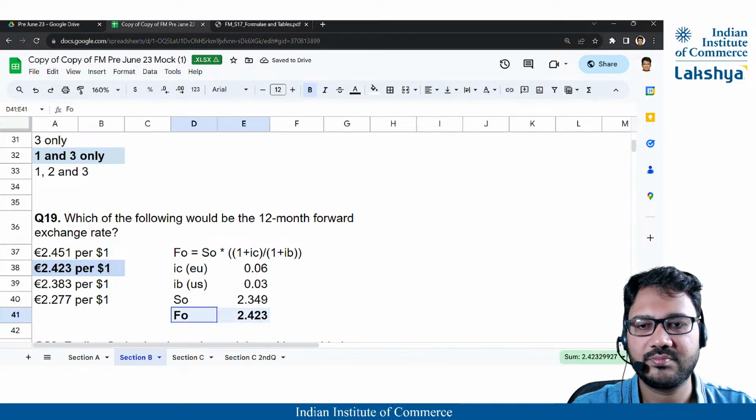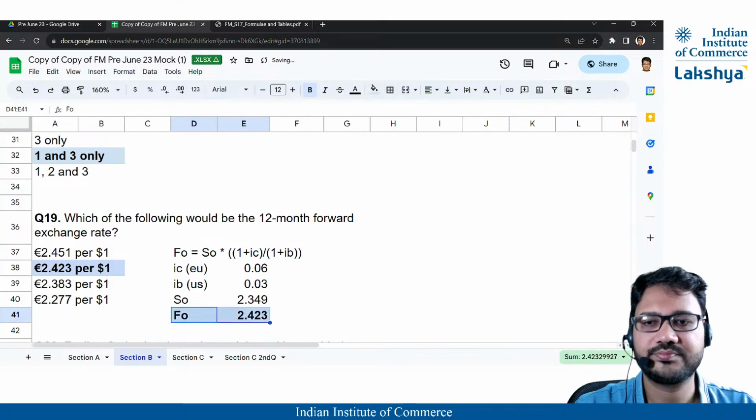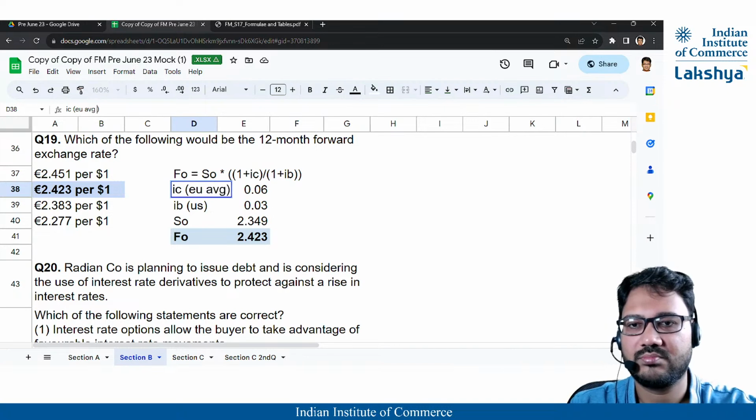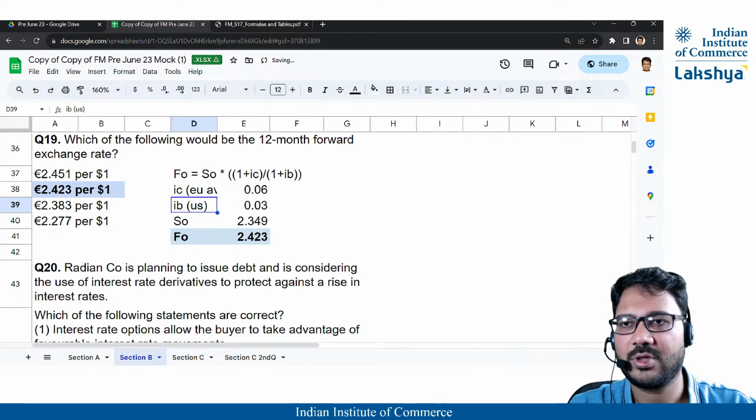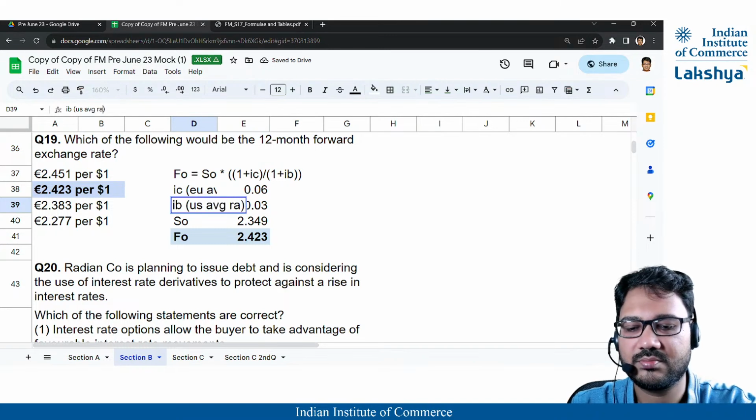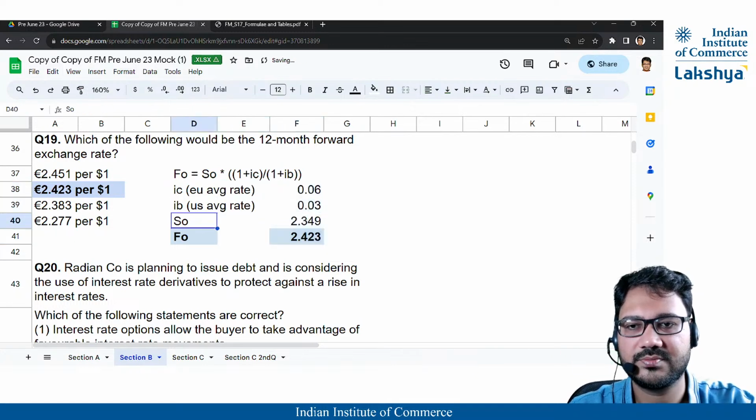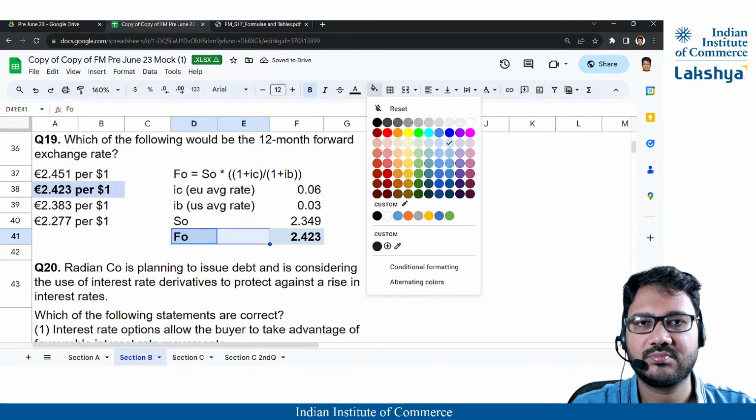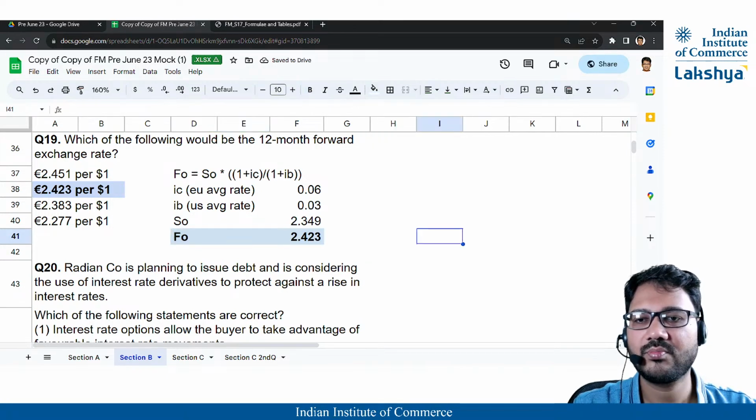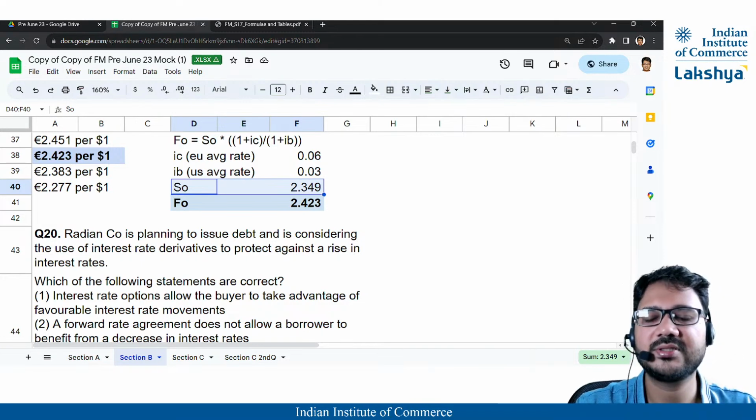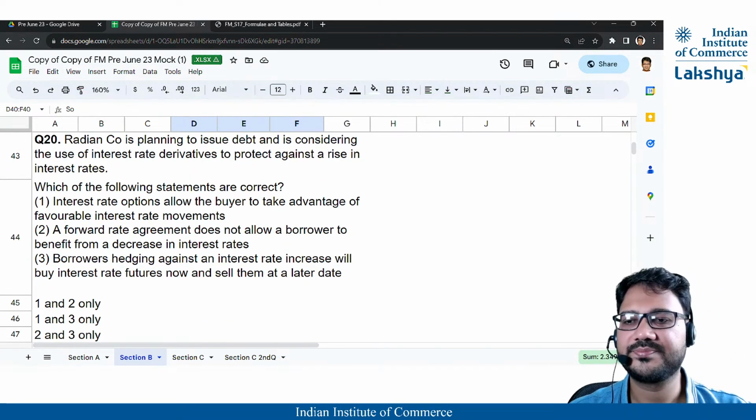Okay. So question number 19. So just keep in mind you need to take the average rate, and the US average rate. Okay, so just keep these things in mind. Now they could have complicated this by giving us two rates and then we have to select from that, but fortunately in this case they haven't. So it becomes easy.